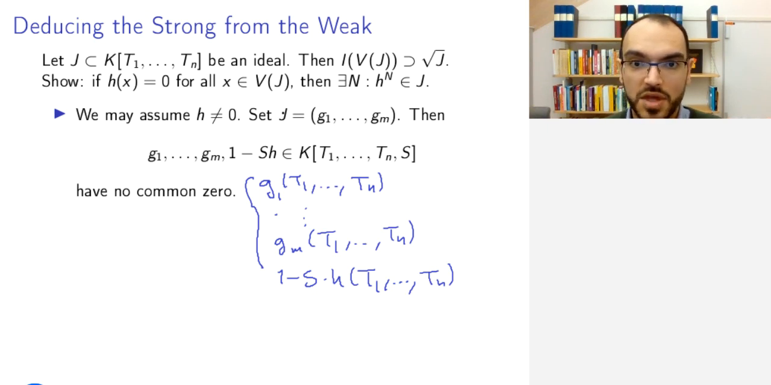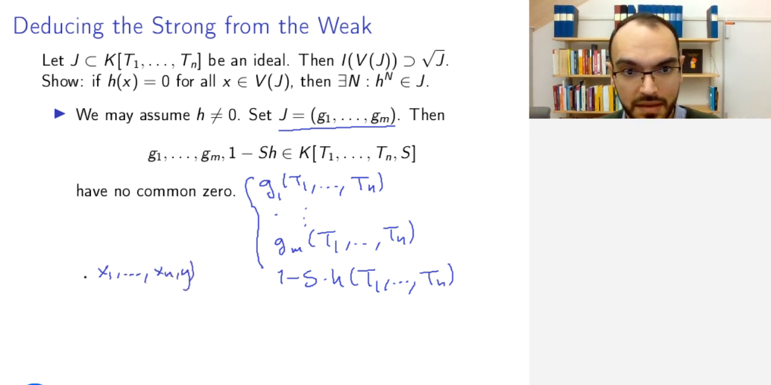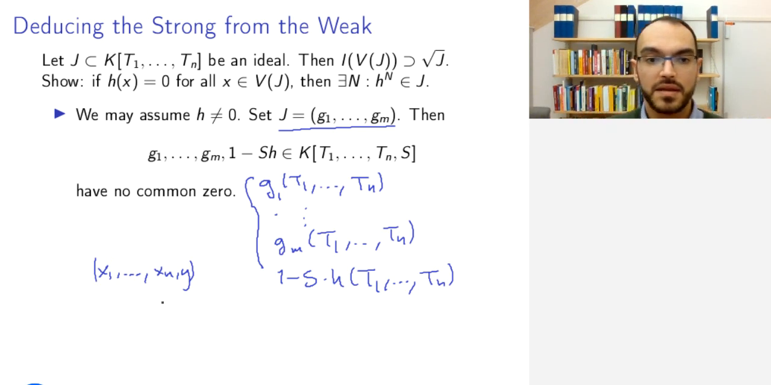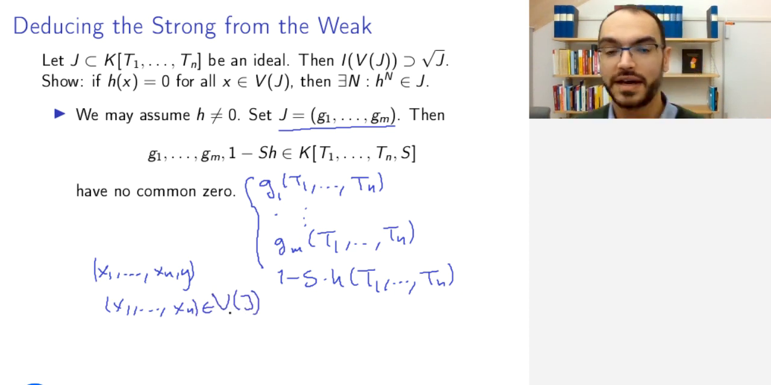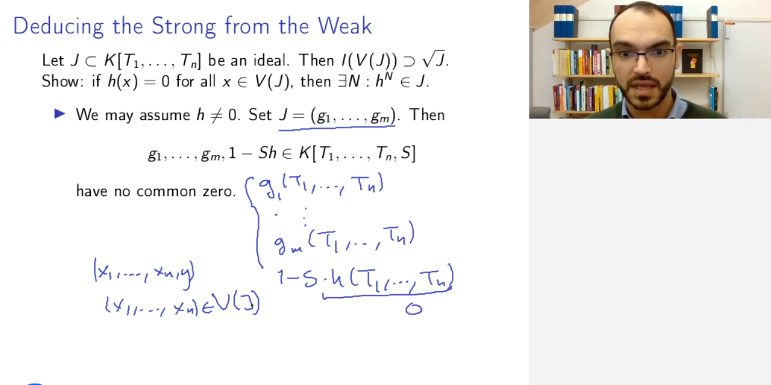But since these g polynomials generate j, this means that if we have a zero, x1 through xn, and then y, maybe, this means that x1 through xn would lie in the vanishing set of the ideal j. But then by assumption, h would vanish on that, so this part would be 0. And then whatever y is, the last polynomial will just be the constant polynomial 1, without zeros.